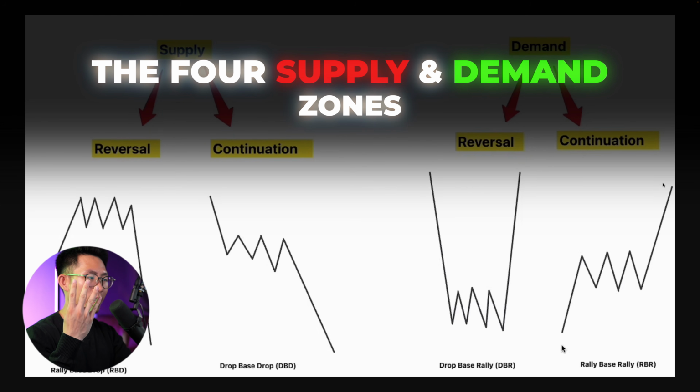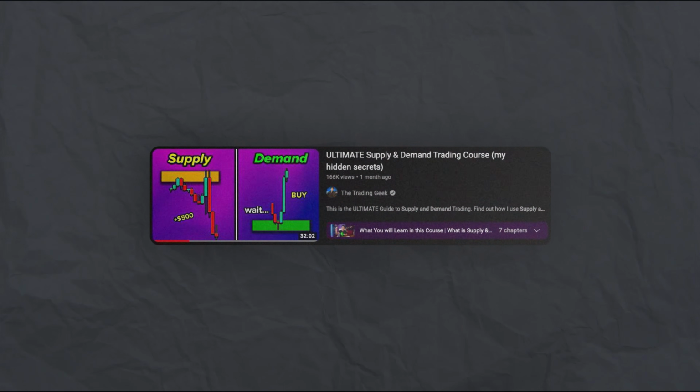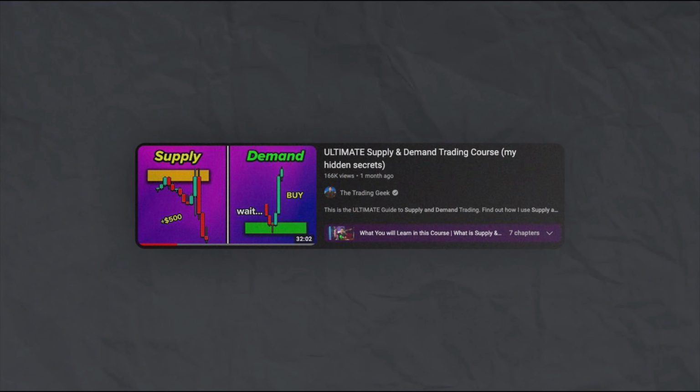Now these are the 4 supply and demand zones, namely your rally base drop, drop base drop, drop base rally, and rally base rally. Now if you want to learn more about supply and demand, check out this video next.